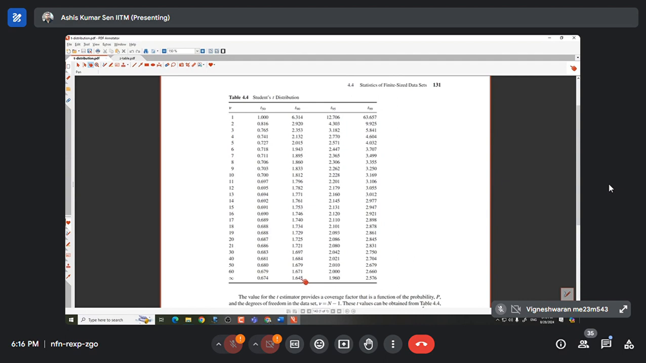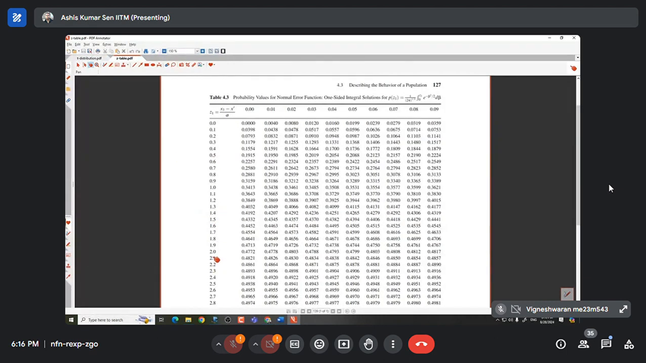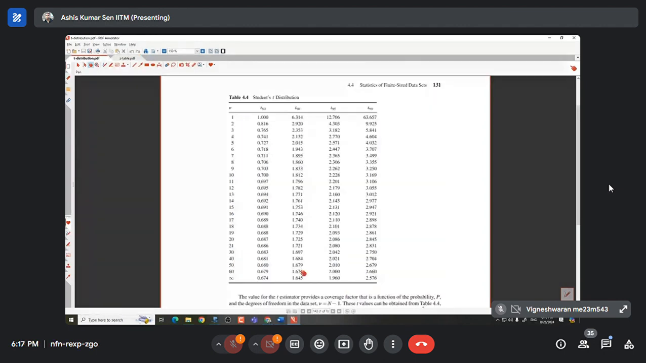Okay, 1.645. So if you go to the Z distribution table, 1.64, you see that it will be between this and that because of the 0.005. If you interpolate, you will get the exact value that gives you 90% probability, right? So that is what I wanted to tell.